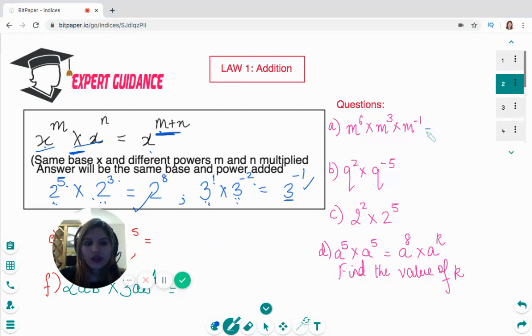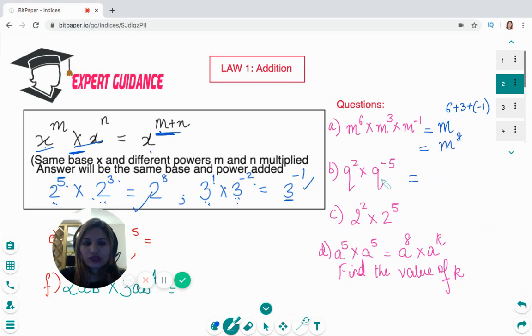The first question is m to the power 6, times m to the power 3, times m to the power minus 1. Again, we have the same base, but the powers are different and they are getting multiplied, so we'll add them. The answer would be 6 add 3 add minus 1. 6 add 3 is 9, take away 1 is 8. So the answer is m to the power 8.